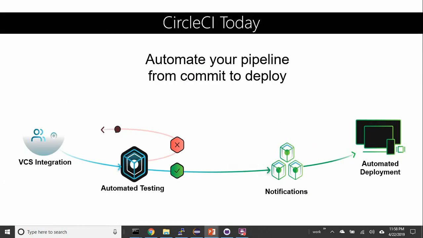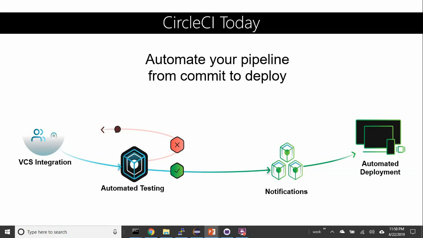So CircleCI today, this should be familiar to you in terms of the objective of this diagram. It takes you from being integrated with your source control system, through a webhook or some other means, to being able to notify the CircleCI platform: go ahead, get your testing done, notifications, and automatically get your applications deployed. So this should be familiar too.